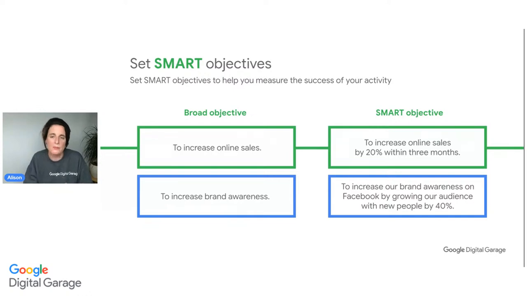So we want to have an objective that tells us a very specific thing we're going to do, by how much and by when. So rather than saying, well, I want to increase online sales, making this objective SMART would mean to increase online sales by 20% within 3 months. You can see there, if you set yourself a SMART objective, you can look back in 3 months and see if you achieved what you wanted to set out.